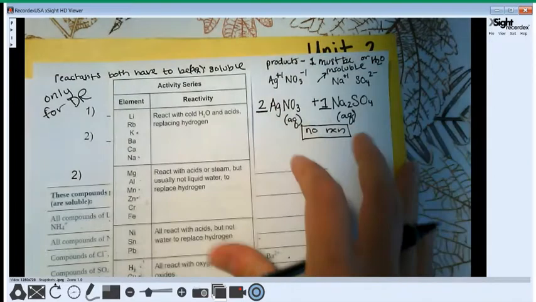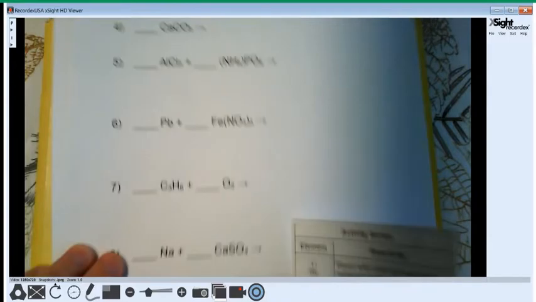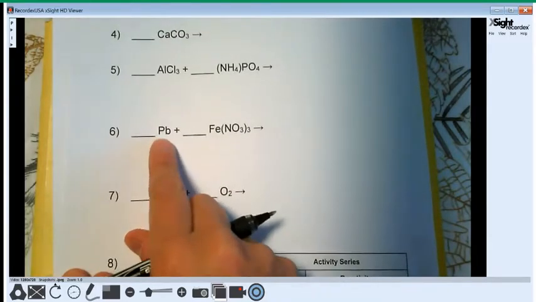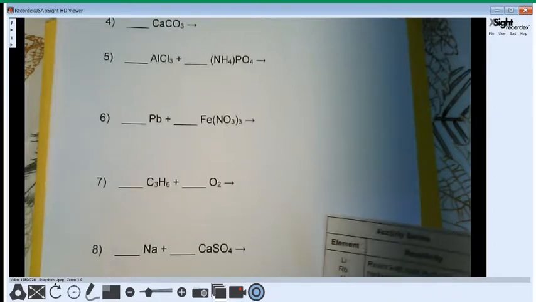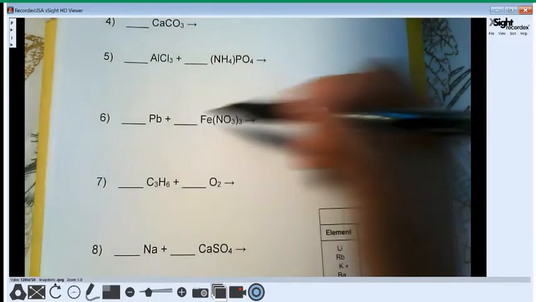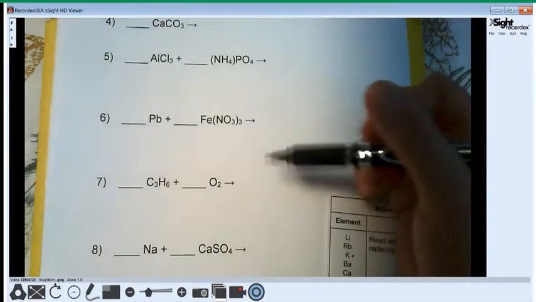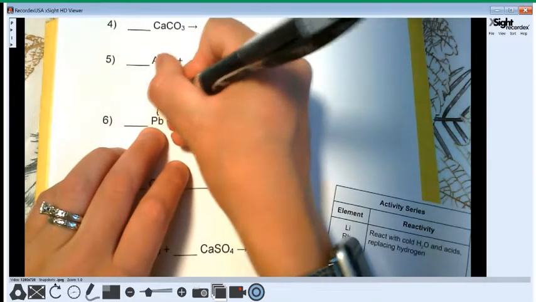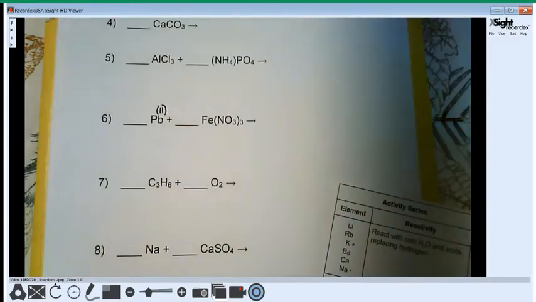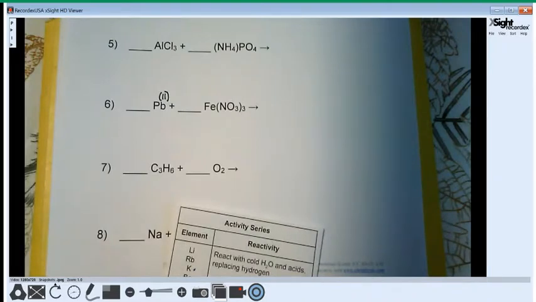So let's find one that's a single replacement reaction. Okay, so number 6, this one with lead, Pb, and FeNO3. So lead is going to be replacing iron in here. And so lead, I am presuming, will have a +2 charge, but it doesn't actually tell us. So we're going to call this lead 2. So let's look at that one real quick, because then we can look at the activity series and determine whether or not something will react.